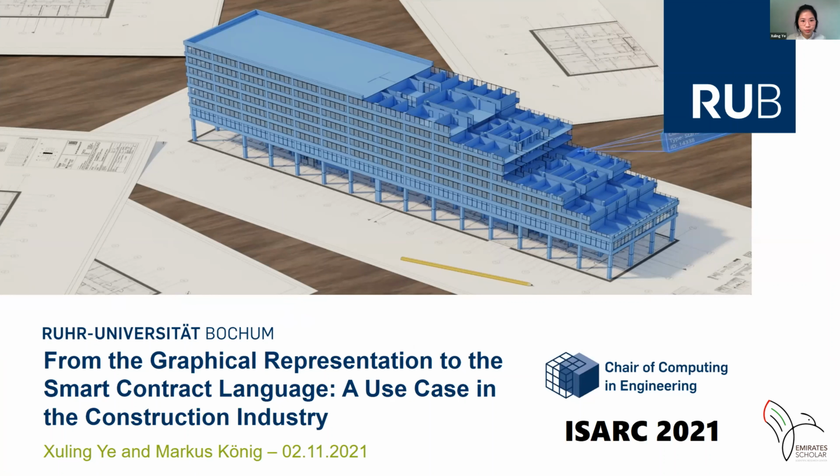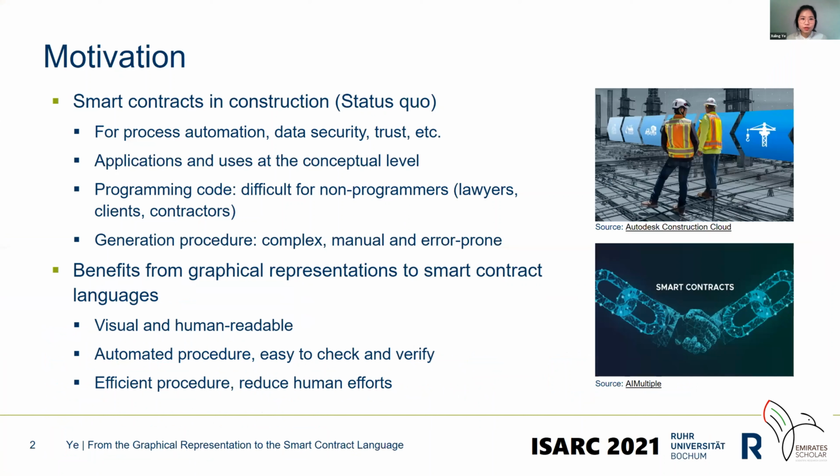From the graphical representation to the smart contract languages. The first motivation is the current status of smart contracts in the construction industry. Currently, smart contracts are useful in process automation, data security, solving trust issues, and so on. Therefore, they are more and more common in the construction industry.